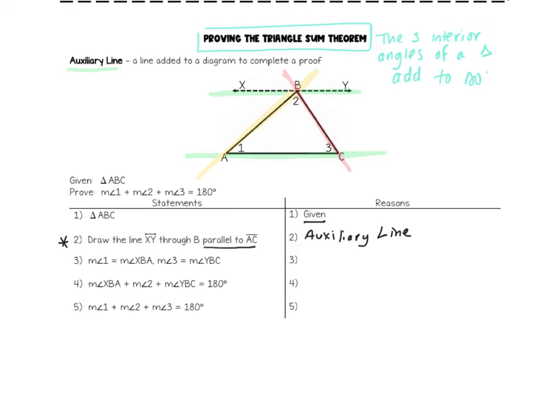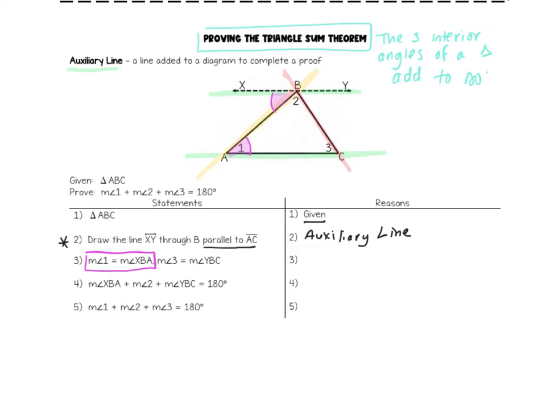Okay, next, what we can take away from that is that we've got a series of alternate interior angles that are congruent to each other. So for example, angle 1 down here and angle XBA are alternate interior angles. So they would be congruent. I'm just going to kind of highlight them a little bit.